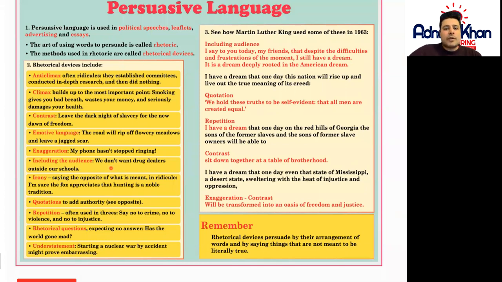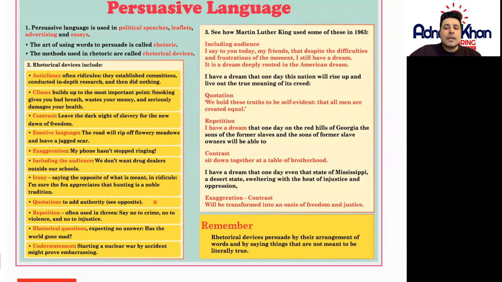What about irony, for example? So saying the opposite of what is actually meant, that's the meaning of irony. In ridicule, so for example, I'm sure the fox appreciates that hunting is a noble tradition. So you're being sarcastic here, and you're actually using the opposite of what you're supposed to be saying, in the sense that hunting foxes is bad, and I'm sure that foxes appreciate that hunting is a noble tradition. So you're being sarcastic and you're using some sort of irony here.